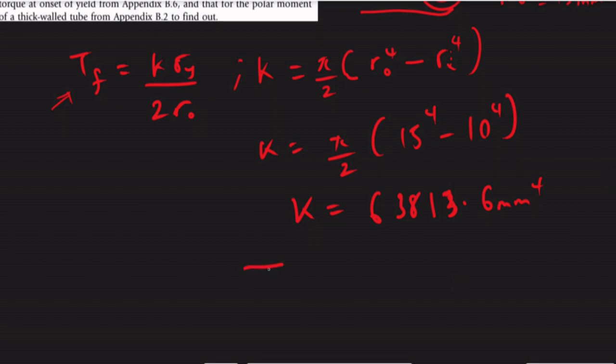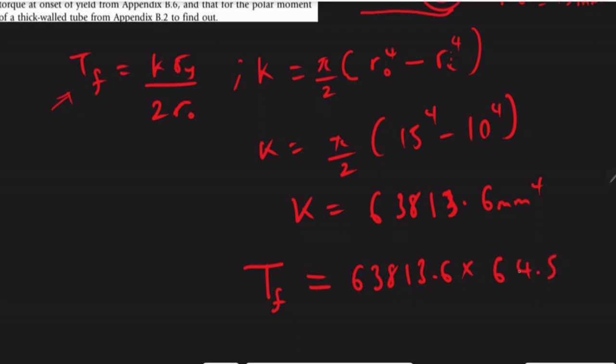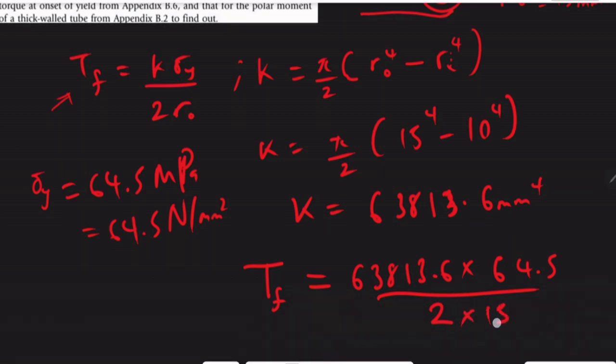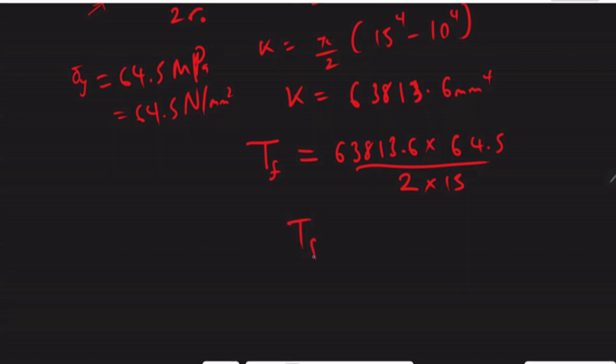The next thing is to calculate what? TF, which is torque at failure. We just plug our values into this formula, which is 63813.6 times 64.5. How did we get 64.5? 64.5 is given by the yield strength of the material. The yield strength is 64.5 megapascal, and converting, megapascal is equal to Newton per millimeter squared. So that's why we have the value 64.5 Newton per millimeter squared, divided by 2 times the outer radius of what? 15. So your TF will now be equal to 137,199.24 Newton millimeter. So that's your torque.